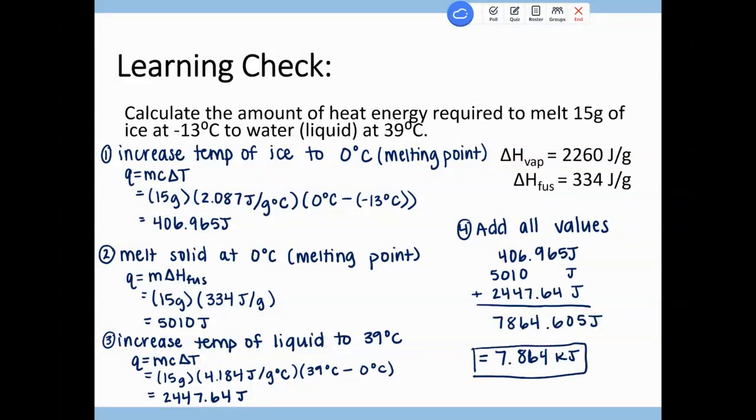You'll be told if you need joules or kilojoules or whatnot. So that's the total amount of energy to take a 15-gram sample of ice, convert it to liquid at 39 degrees Celsius.